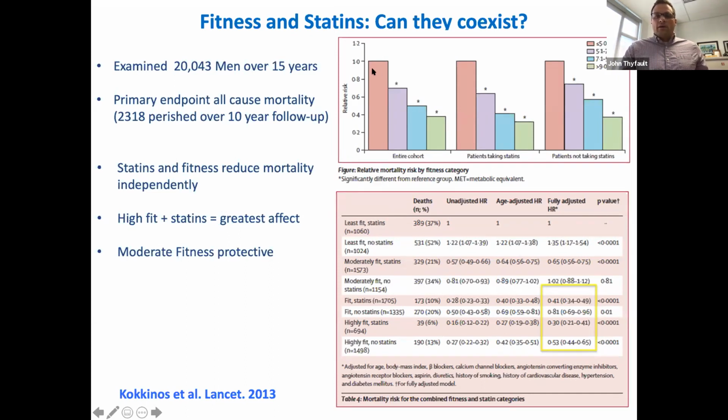Here you can see the lowest fit group versus the highest fit group, the entire cohort. This is the same data with just the patients taking statins. Here's the data with patients not taking statins. Where you really see interesting results is in the hazard ratios, where the high fit statin individuals had the lowest hazard ratio. But you see incremental improvements whether you're on a statin or what level of fitness you have. So this is interesting data. The reason I show this is that I'm not saying high fit people can't be on a statin and maintain high aerobic capacity, because there's evidence that it doesn't always affect that.